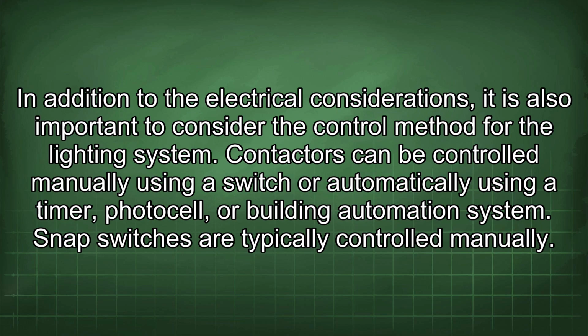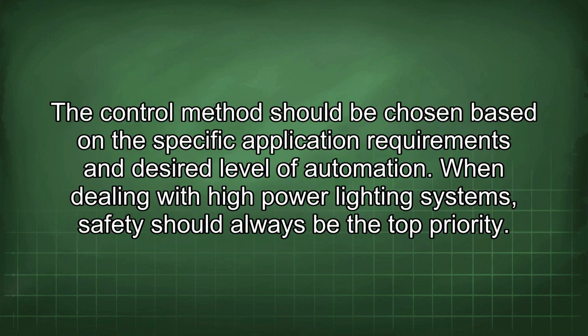In addition to the electrical considerations, it is also important to consider the control method for the lighting system. Contactors can be controlled manually using a switch or automatically using a timer, photocell, or building automation system. Snap switches are typically controlled manually. The control method should be chosen based on the specific application requirements and desired level of automation.